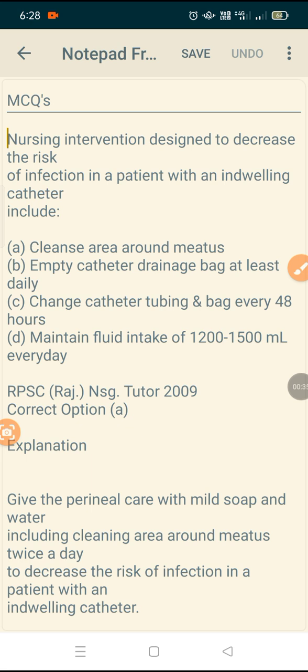A option, cleanse the area around the meatus, empty the catheter drainage bag at least daily. C option, change catheter tubing and bag every 48 hours. And D option, maintain fluid intake 1200 to 1500 ml every day. In this question, the options are different. So first, coming to the A option, cleanse the area around the meatus. This is the correct option.